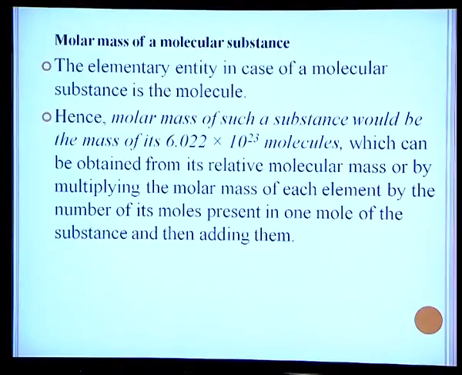The elementary entity in the case of a molecular substance is the molecule. Hence, the molar mass of such a substance would be the mass of its 6.022 into 10 power 23 molecules, which can be obtained from its relative molecular mass, or by multiplying the molar mass of each element by the number of its moles present in 1 mole of the substance and then adding them.